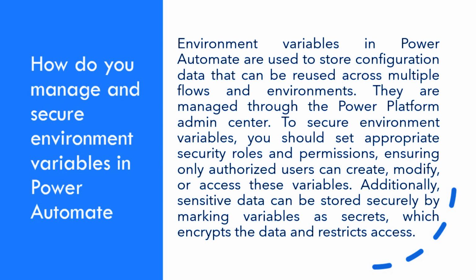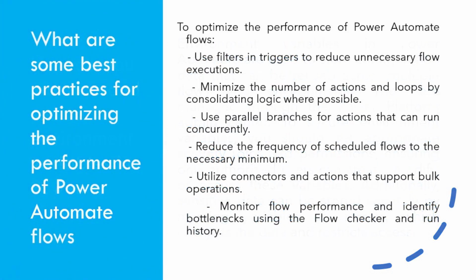To secure environment variables, you should set appropriate security roles and permissions, ensuring only authorized users can create, modify, or access these variables. Additionally, sensitive data can be stored securely by marking variables as secrets, which encrypts the data and restricts access. What are some best practices for optimizing the performance of Power Automate flows?